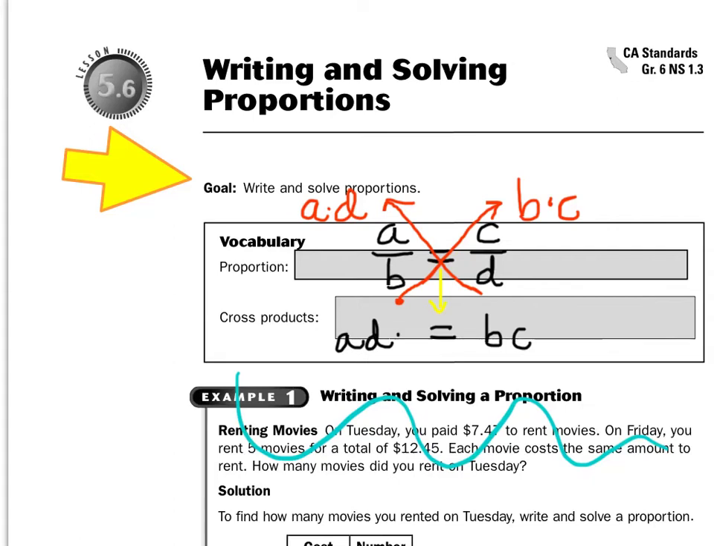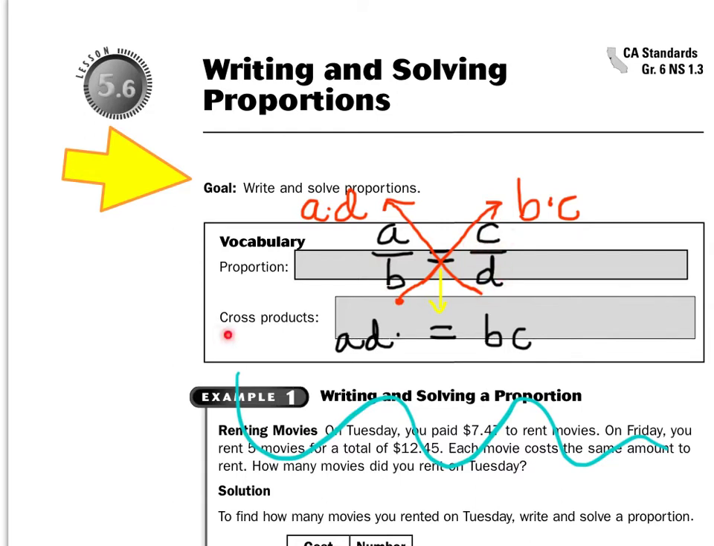Hello, you guys. Let's talk about writing and solving proportions. So, look at the vocabulary word, a proportion. A proportion is one fraction equal to another fraction. So, I'd have a number A over B equals C over D.